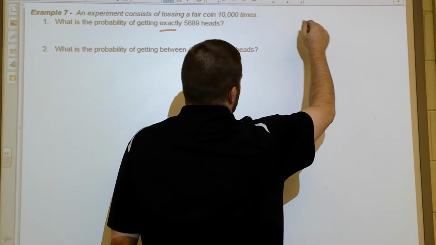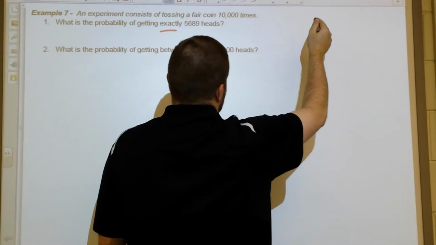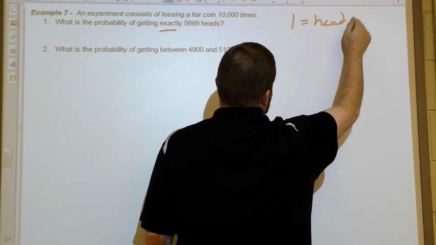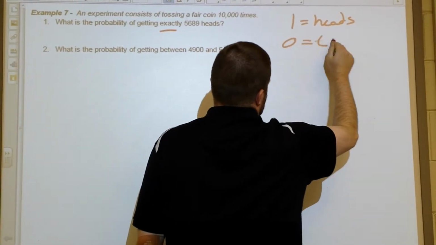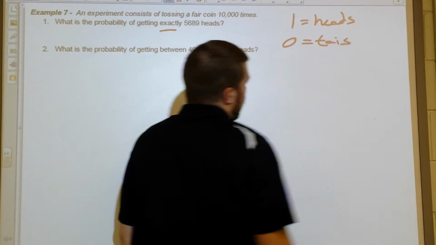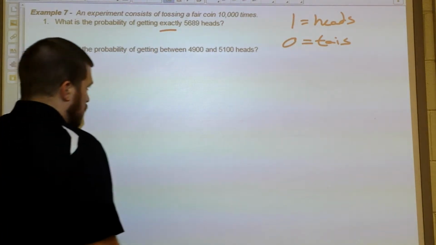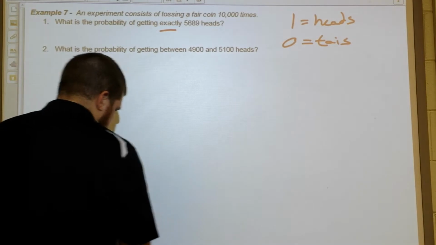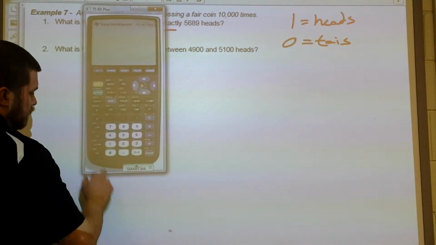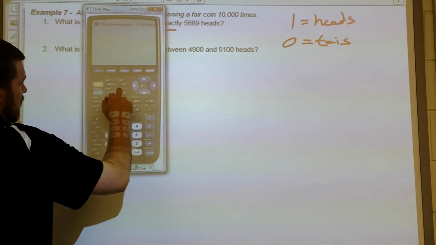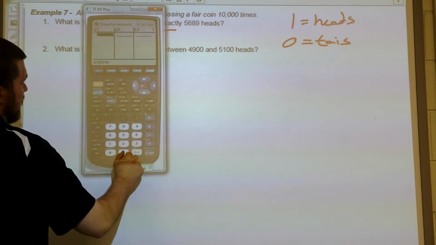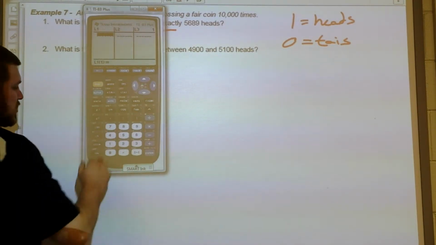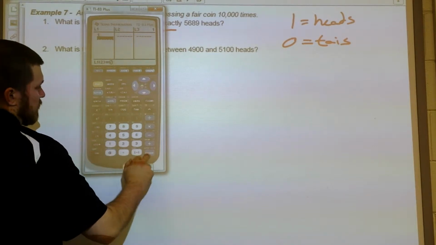In a normal coin flip, we're talking about heads. So let's call 1 equals heads, 0 equals tails. That's for 1 coin. To figure out our mean for 1 coin, we're going to go to the calculator. Hit Stat, Edit, and I'm going to put my one and only coin in L1. So 1 for heads, 0 for tails.